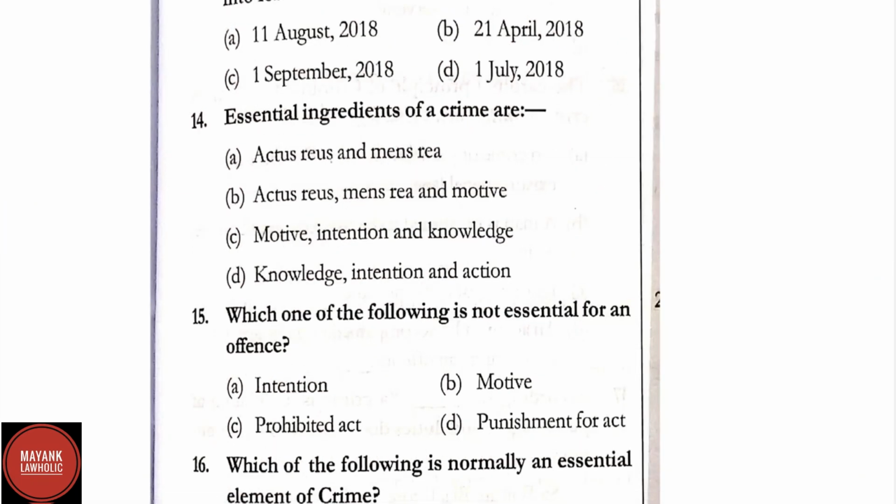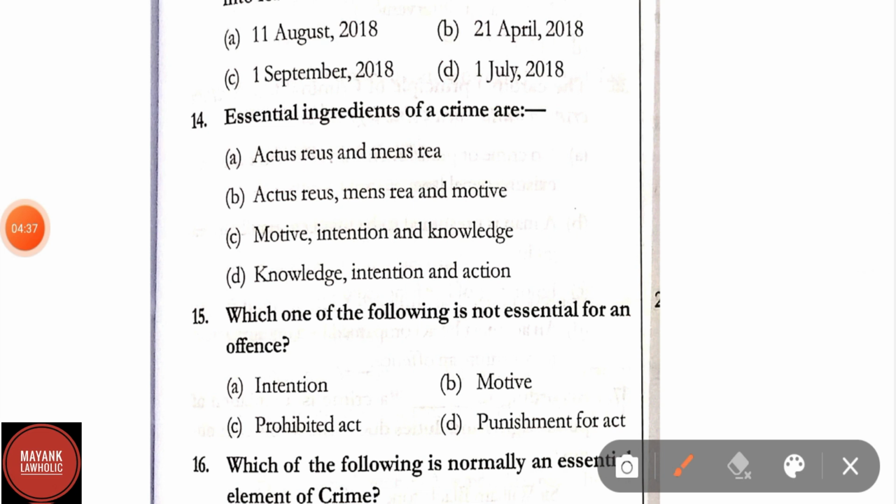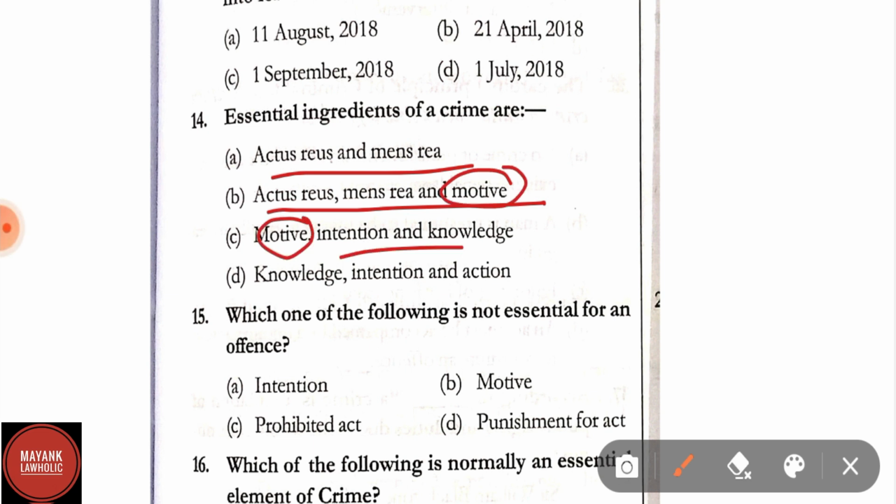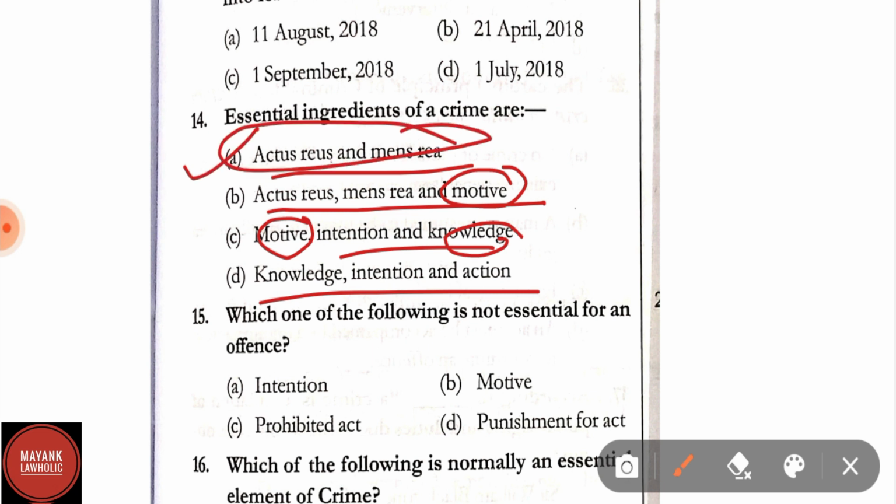Question number 14. The essential ingredients of a crime are, options are A, actus reus and mens rea, option B, actus reus, mens rea and motive, option C, motive, intention and knowledge, option D, knowledge, intention, action. Here the correct answer is option A, that is actus reus and mens rea. They are the essential ingredients of crime.